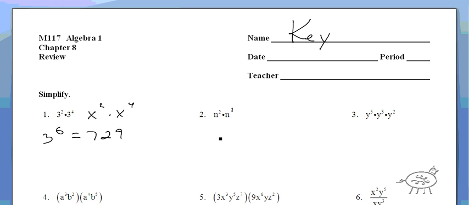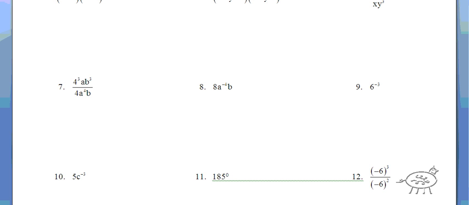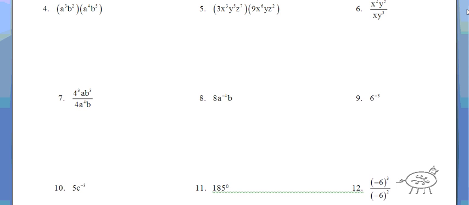So remember, we add the exponents. So it's n cubed. Okay, this one, add the exponents. So we get y to the 5 plus 3 is 8, plus 2 is 10. Okay, remember we add the exponents for the a's and add the exponents for the b's. So we get a to the 7th, b to the 7th.